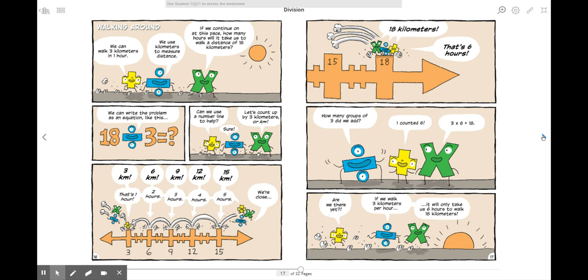How many groups of 3 did we add? I counted 6. 3 times 6 equals 18. Are we there yet? If we walk 3 kilometers per hour, it will only take us 6 hours to walk 18 kilometers.